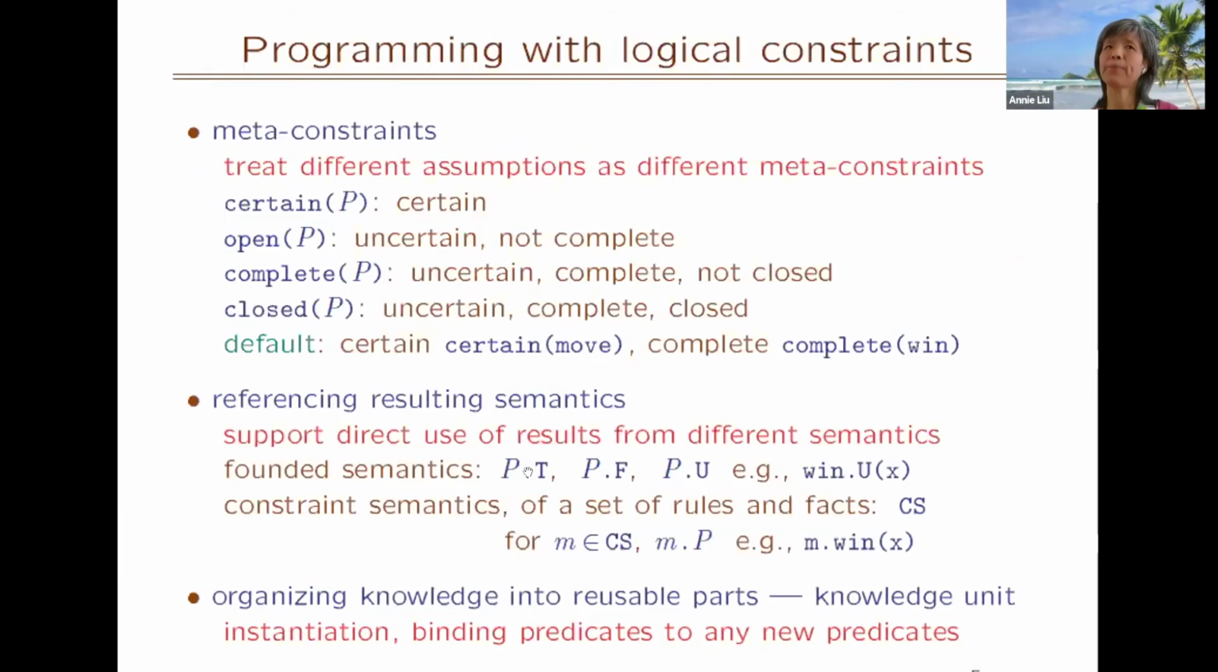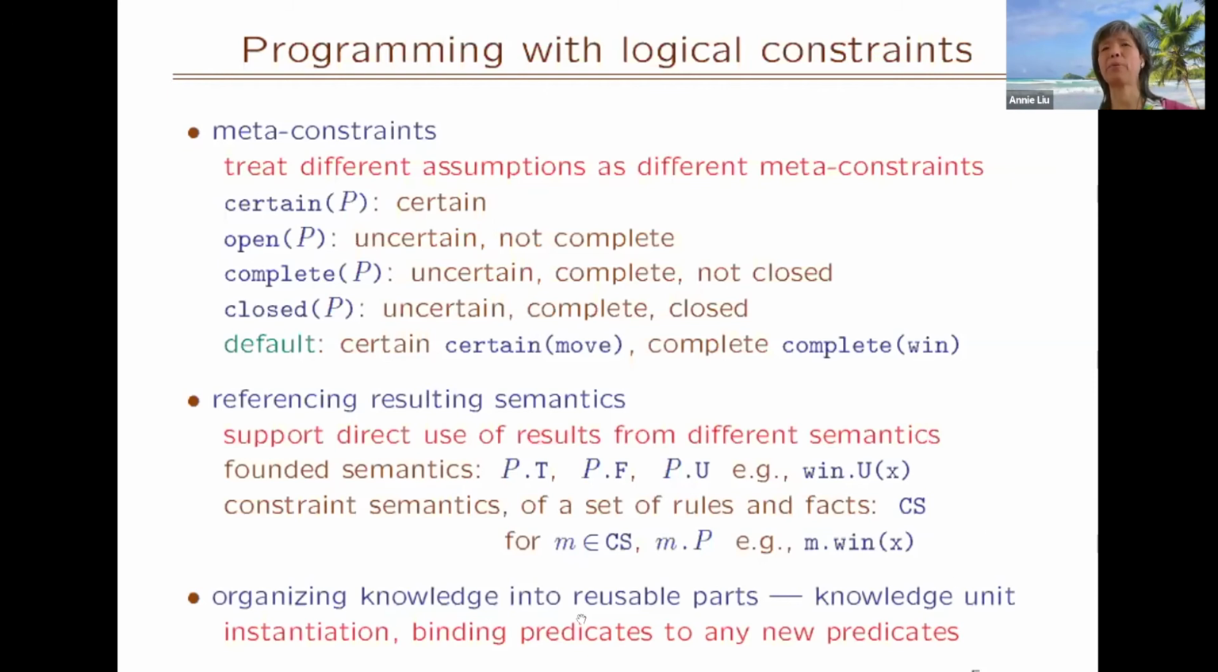And to use the result, for each predicate P, you have 3 separate predicates to capture the true values, the false values, and undefined values. So for example, win.u means the set of positions for which win is undefined. So you can use that as normal predicates. And for constraint semantics, it gives you a set of models called a CS. So for each model in the CS, you can refer to the predicate P by m.p, like m.win. Okay, so that's assumptions and use of results.